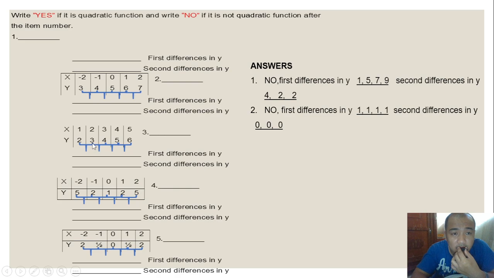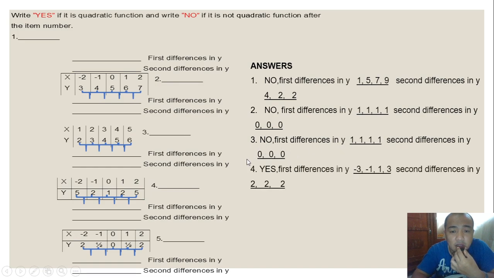Next, number 3. Again, first differences, 1, 1, 1 ulit dito. First differences in y, 1, 1, 1, 1. Second differences in y is 0, 0, 0, 0. So again, this cannot be a quadratic function because only the second differences in y should be equal, not the first differences in y.